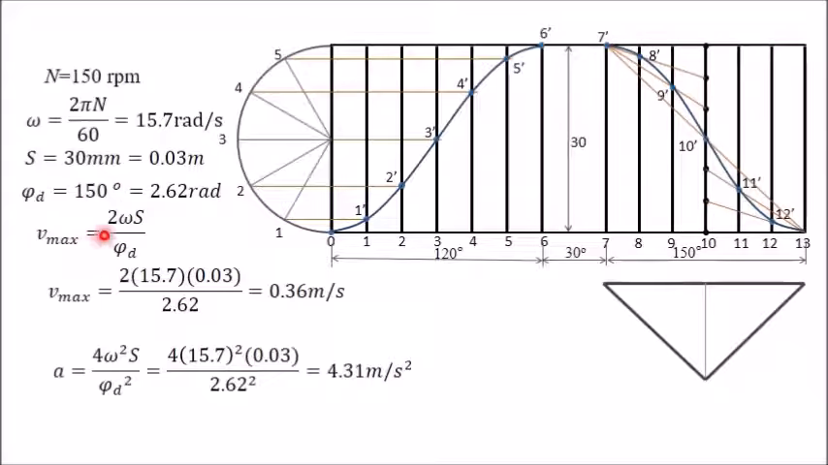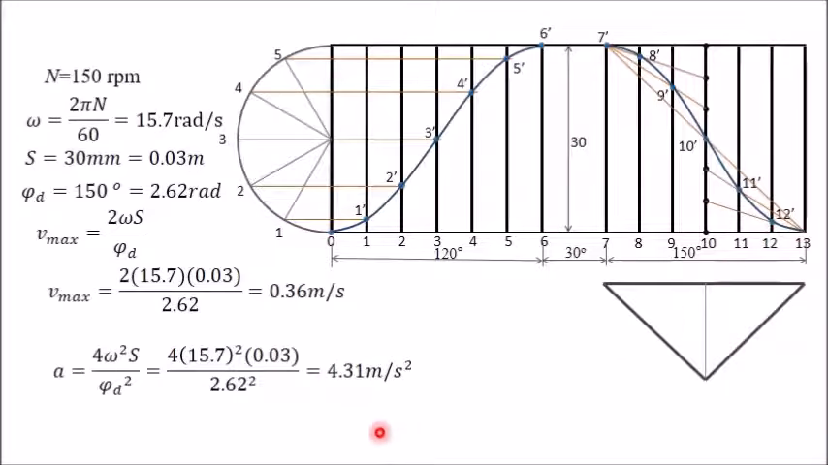Maximum velocity is given by this relation, 2 omega s divided by phi d. Now put all these values, omega, s and phi d in radians. In that way, you get the maximum velocity as 0.36 meter per second. Now for acceleration, from here to here it is accelerating up to the middle part. And after that it is retarding from 10 to 13. So the follower is first coming down with some acceleration, and after the middle point it starts decelerating, and when it reaches 13, its velocity becomes zero. So the acceleration remains constant throughout. Here to here acceleration remains constant, and from here to here retardation remains constant.